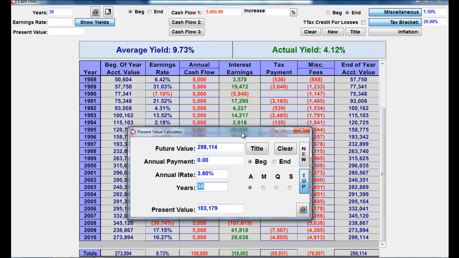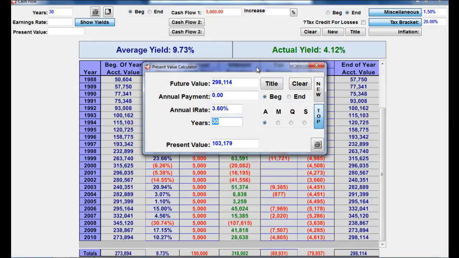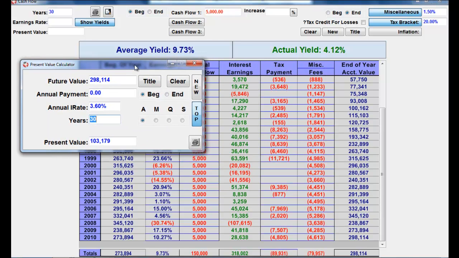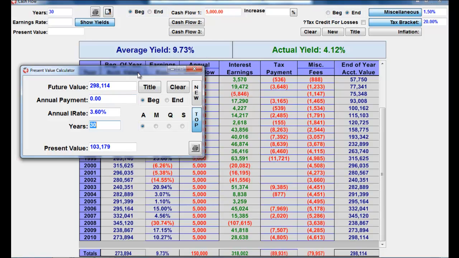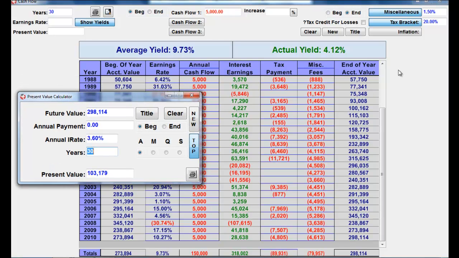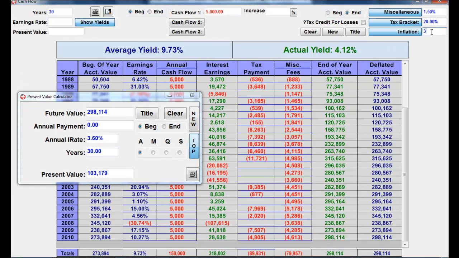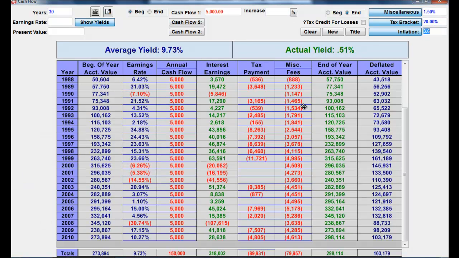So looking at long-term investing, looking at the stock market, it may seem like it's a viable tool, but if you really look behind the numbers and look into what actually gets eroded from your account, whether it's the management fees, taxes, or the hidden tax, which is inflation, it might not be all that it's cracked up to be. If we add in inflation here, 3.6%, your actual yield is 0.51%.